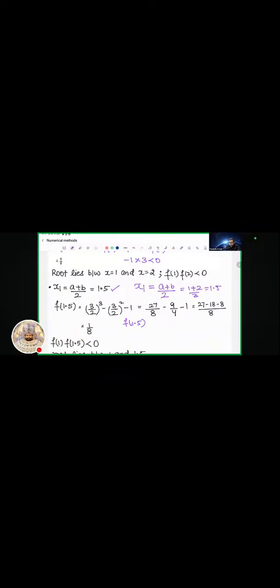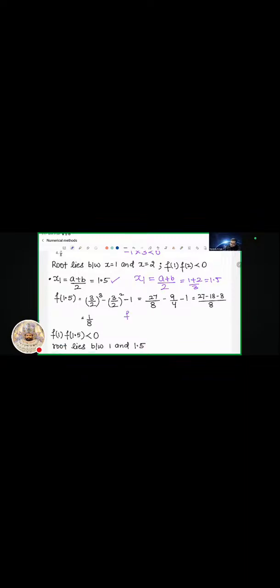Everyone put 1.5 and tell me what will be the answer in fractions. What will be the answer? If you put 1.5, 1.5 means 3 by 2. If you put 3 by 2 here, what will be the answer in fraction? Very quickly. That's 1 by 8. Yes, 1 by 8. Okay. So if you put, you will get 1 by 8. Okay. So what was the value at 1? Value at 1 was minus 1. What was the value at 2? Value at 2 was 3. And what is the value at 1.5? Value at 1.5 is 1 by 8.